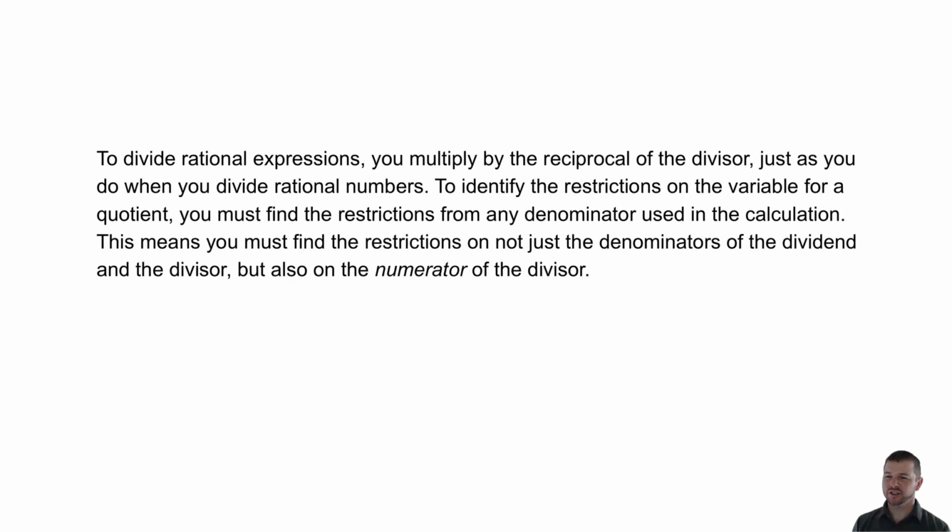To divide rational expressions, you multiply by the reciprocal of the divisor, just as you do when you divide rational numbers. To identify the restrictions on the variable for a quotient, you must find the restrictions from any denominator used in the calculation. This means you must find the restrictions on not just the denominators of the dividend and the divisor, but also on the numerator of the divisor.